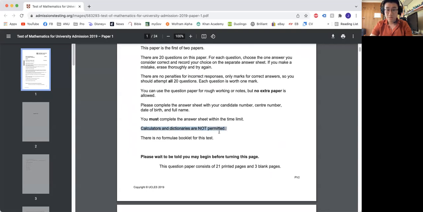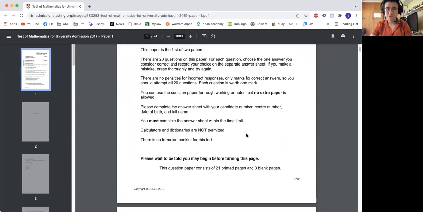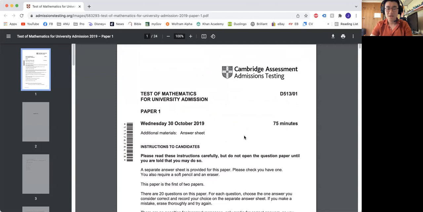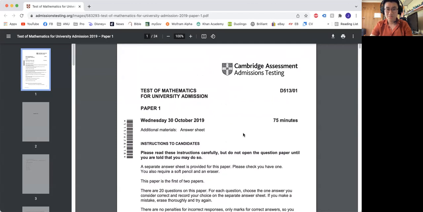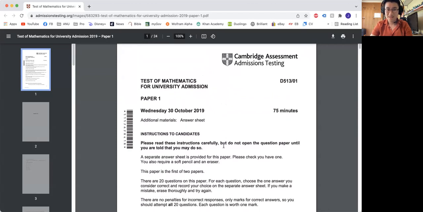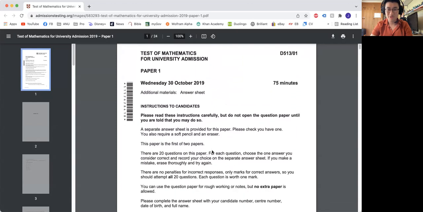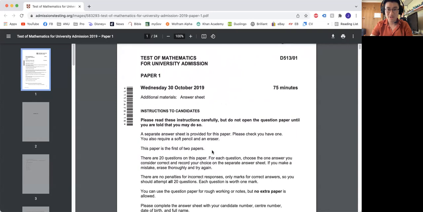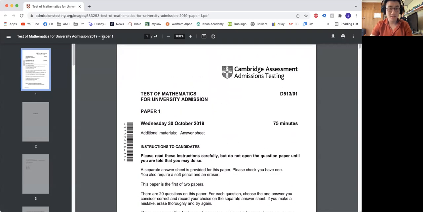Calculators and dictionaries not permitted, and no formula sheet, which is quite daunting for me because I really like my formula sheet and my calculator. Yeah, it should be fine. I should be able to do all 20 questions if I still remember all the stuff that I learned in high school. Okay, I'll stop sharing and I'll join my iPad real quickly.